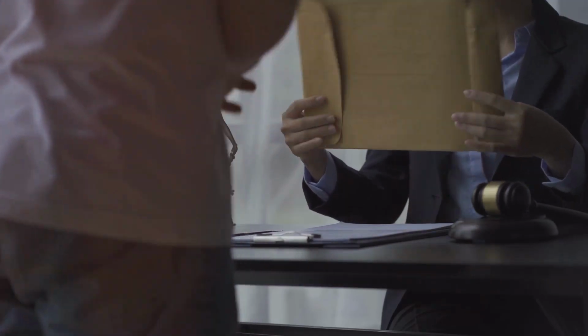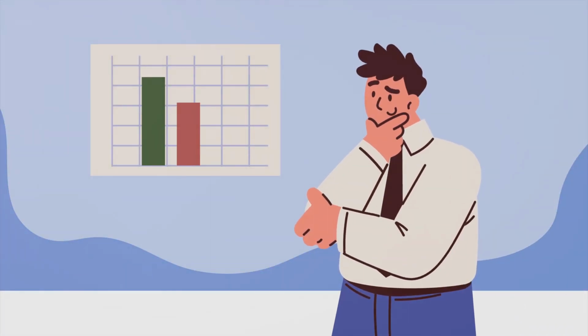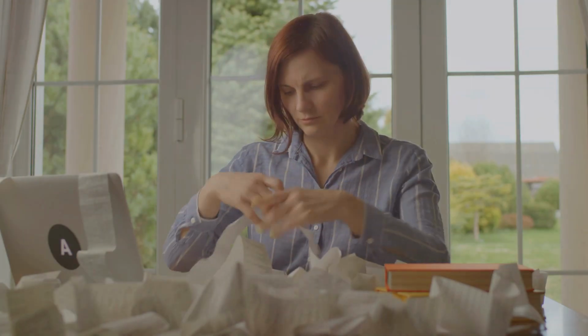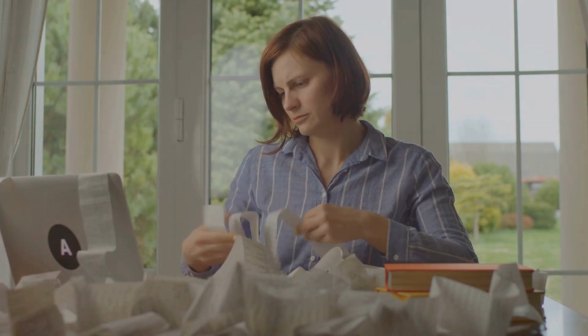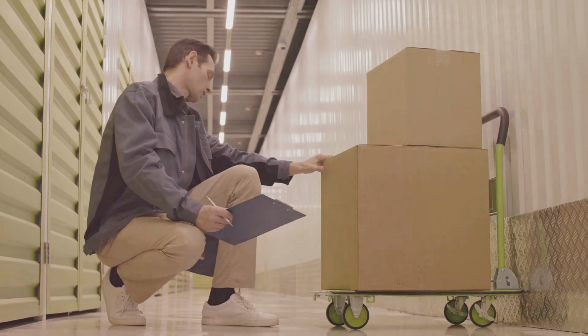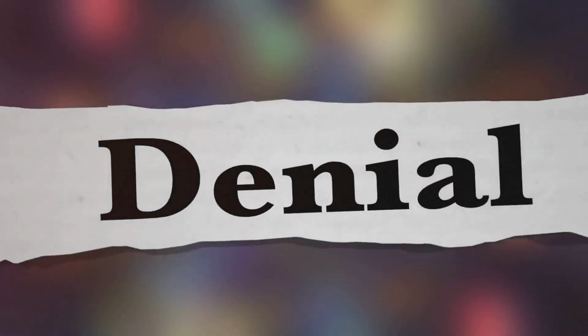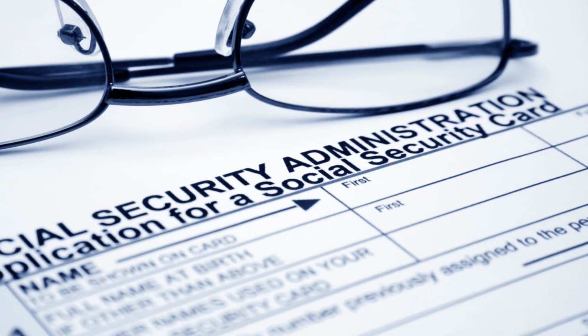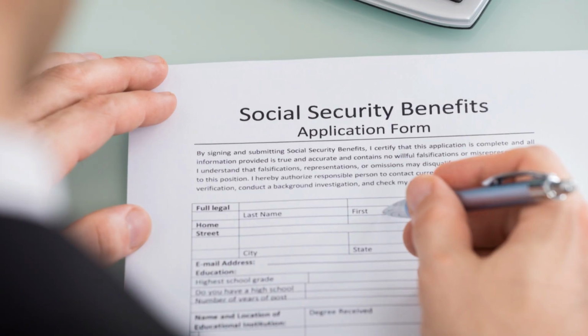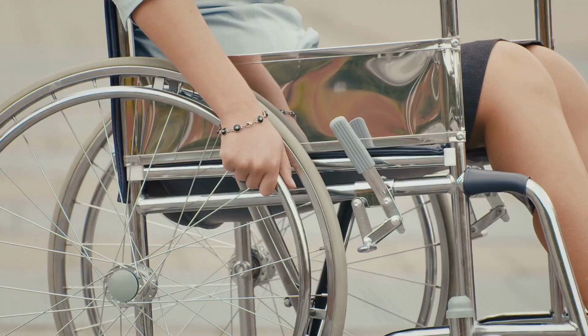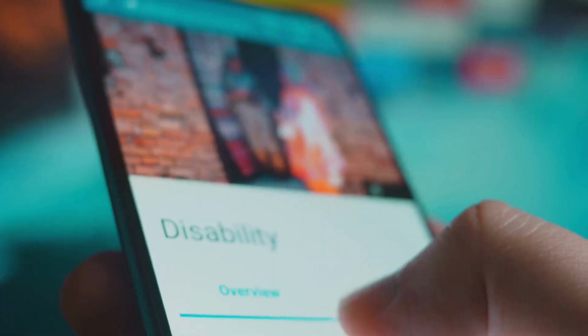The SSDI application process can be lengthy and complex. It's not uncommon to encounter challenges along the way. One common obstacle is delays in processing applications. The SSA receives a high volume of applications, which can lead to significant wait times. To minimize delays, ensure your application is complete and accurate. Another challenge is the possibility of denial. Many SSDI applications are denied initially, often due to incomplete or inaccurate information. If your application is denied, don't give up. You have the right to appeal the decision. Seek legal assistance from a qualified disability attorney to guide you through the appeals process and advocate on your behalf.